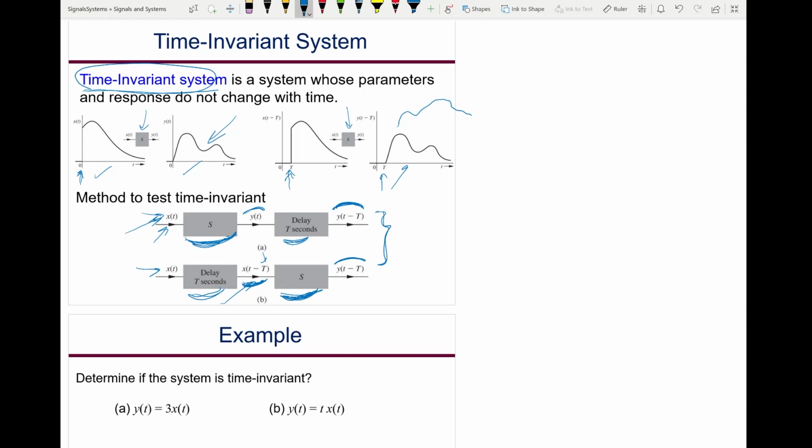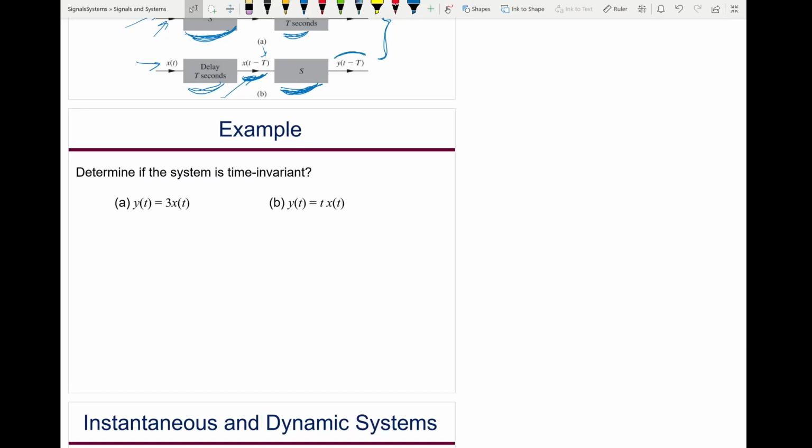So let's take an example. First we're going to take this example, A. Basically this system is just an amplifier. It amplifies the input by a factor of 3. So if this is the input, x of t, then the output will be just 3x of t. Then I take it to a delay, let's say tau. So then the output will be 3x of t minus tau. And tau could be 2 seconds, 3 seconds, 3 milliseconds.